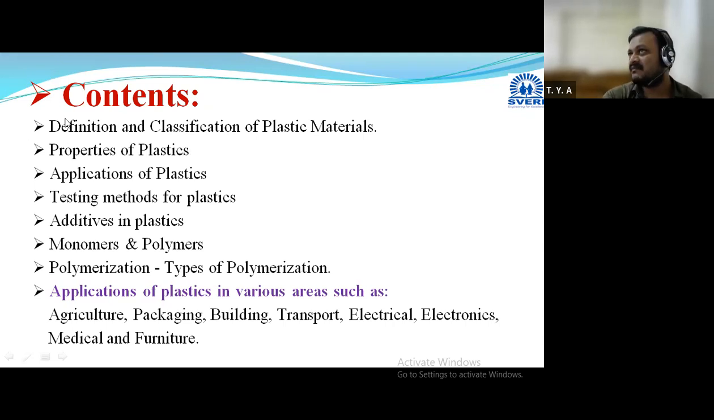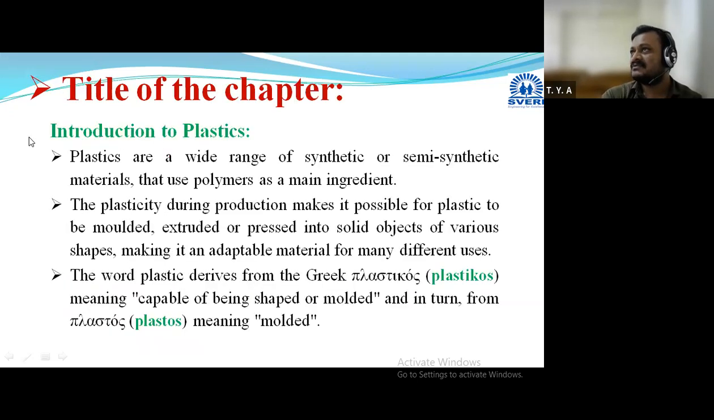What is the meaning of plastic? How are these plastic materials classified? And what are the general characteristics of the plastic materials? Characteristics means properties only. So this is the first slide. In this, I have added a few points related to what is the meaning of plastics.